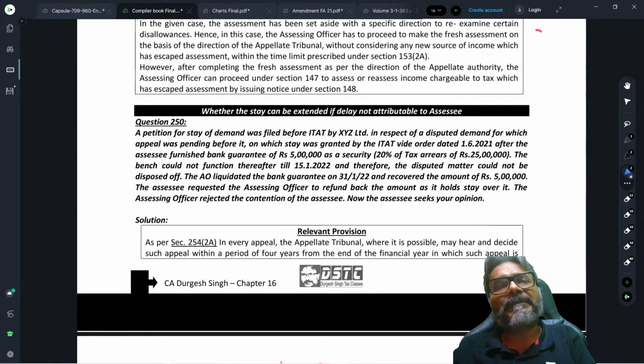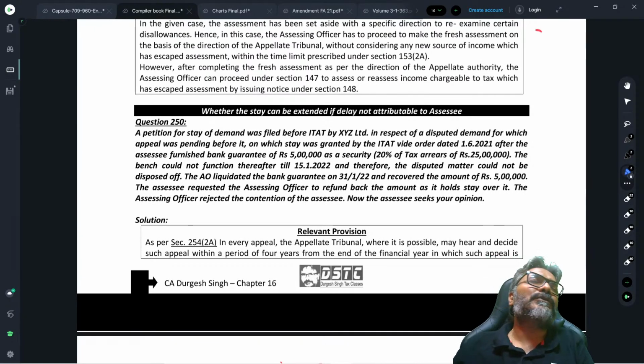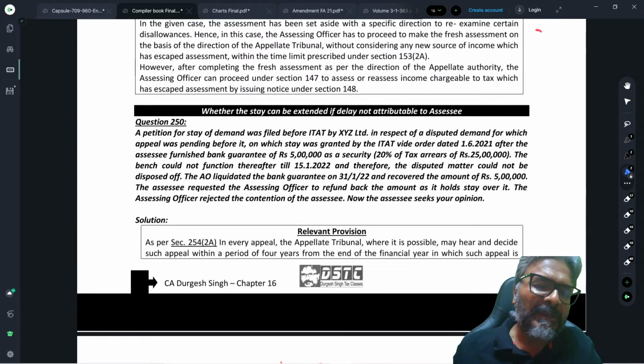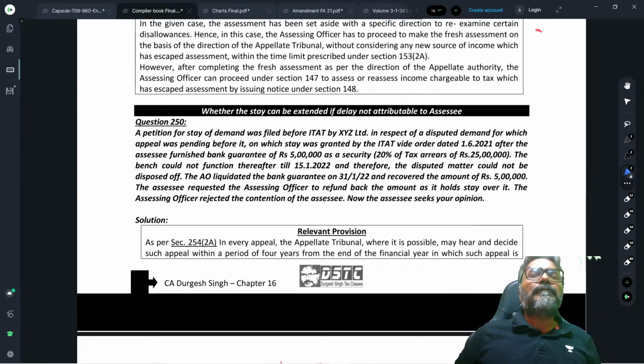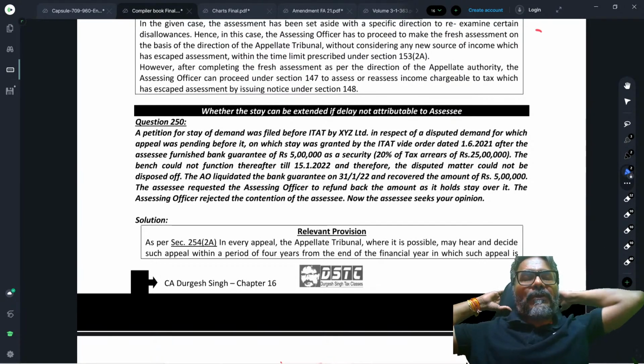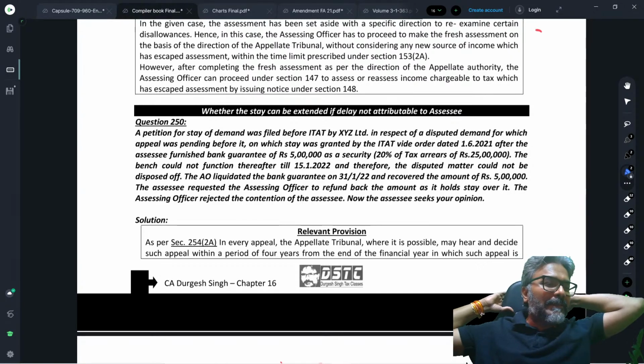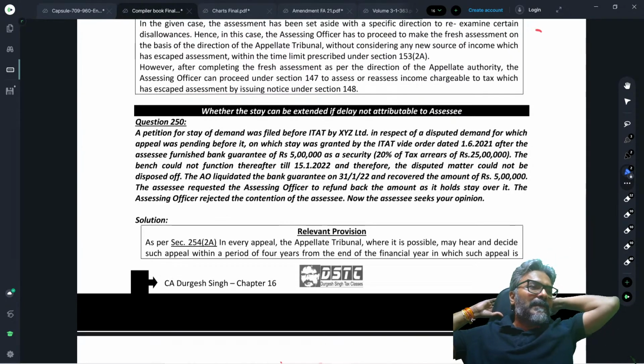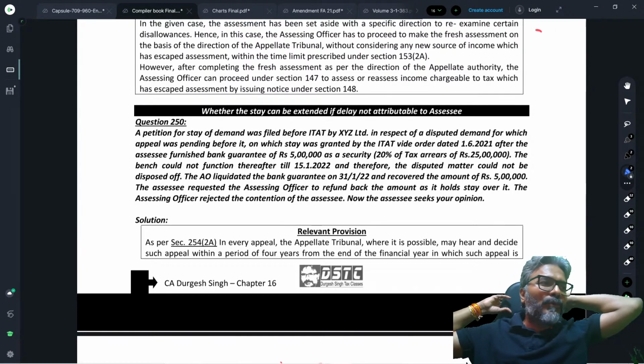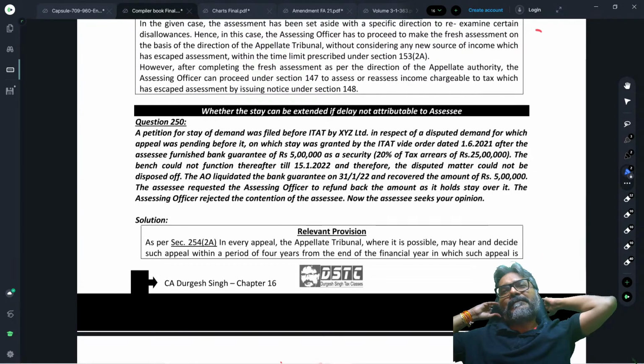Isn't it? And because of that reason, students, the notice of demand has been served. So therefore, students, be careful, a notice of demand is also served upon the assessee. Do you all agree to this? Do you all agree to this or not?